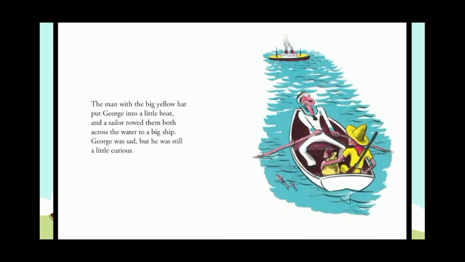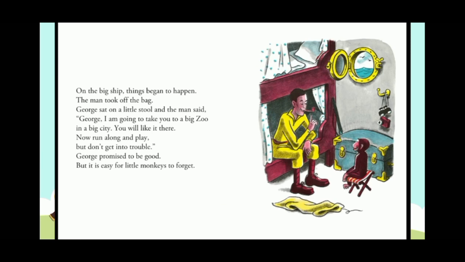George was scared. The man with the big yellow hat put George into a little boat, and a sailor rowed them both across the water to a big ship. George was sad, but he was still a little curious. On the big ship, things began to happen. The man took off the bag. George sat on a little stool, and the man said, "George, I am going to take you to a big zoo in a big city. You will like it there. Now run along and play, but don't get into trouble."